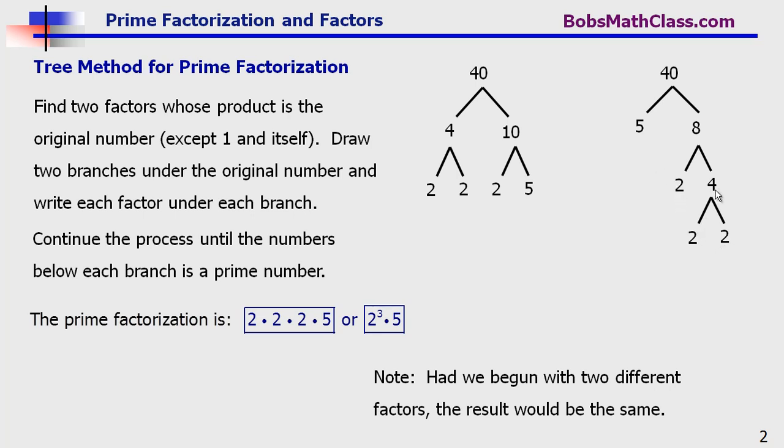We're not going to write down the 4 or the 8 because they're not prime numbers. Only the 2's and the 5. How many 2's? 1, 2, 3. 3 2's and a 5. The same answer. So it doesn't matter which numbers you start with, the result will still be the same.